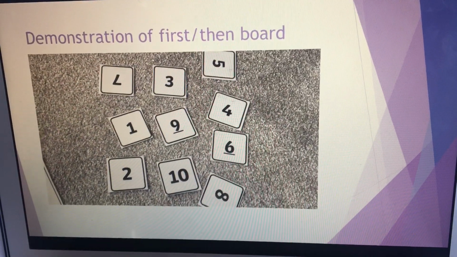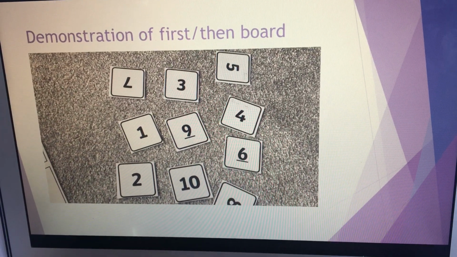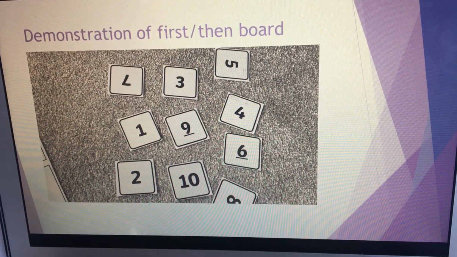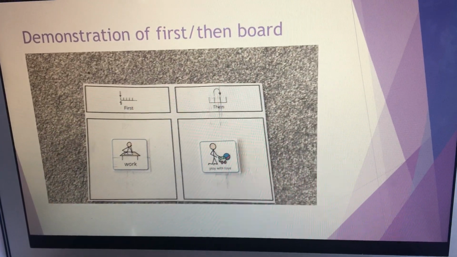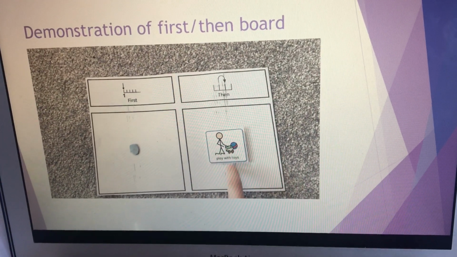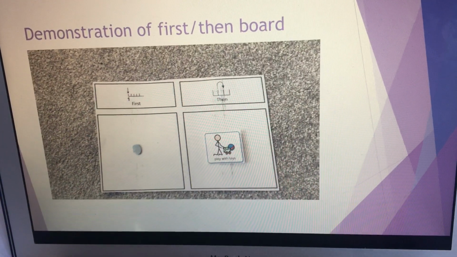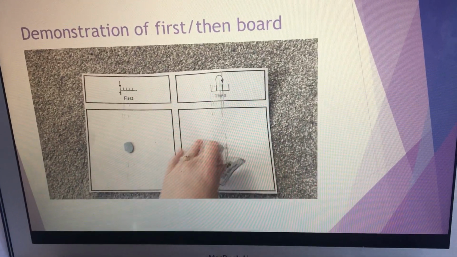Complete the activity, so this could be ordering numbers 1 to 10 for example. Keep it short. Once it's finished, go back to your first and then board and say, work is finished, now you can play with the toys, and let the child go and play with the toys. You can change the cards.